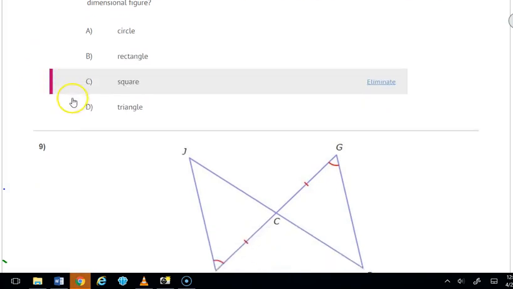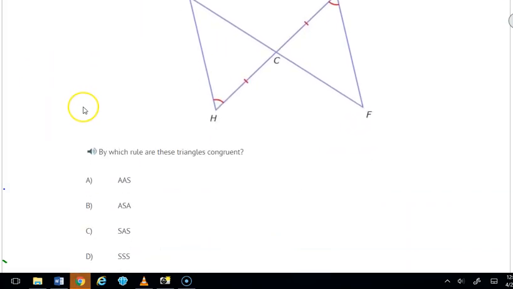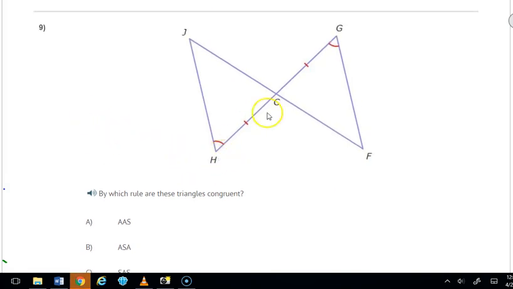So the next one, number 9, asks us, by which rule are these triangles congruent? If you notice here, we have angle H is congruent with angle G, and we have HC is congruent with GC. The one thing that's not marked on this drawing that could be is that the vertical angles are congruent. So if the vertical angles are congruent, I'm going to go ahead and mark this with 2 arcs because it's not the same measure. Then we have angle, side, angle right here. And that is the answer. Down here, it's letter B.